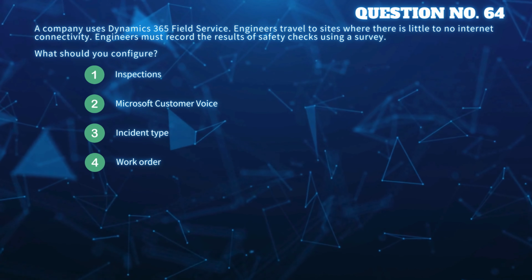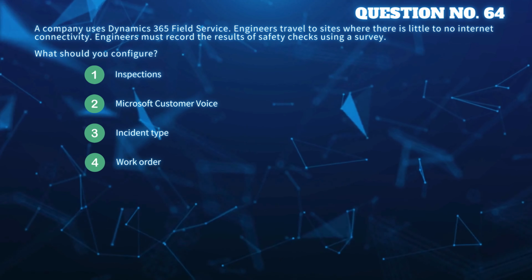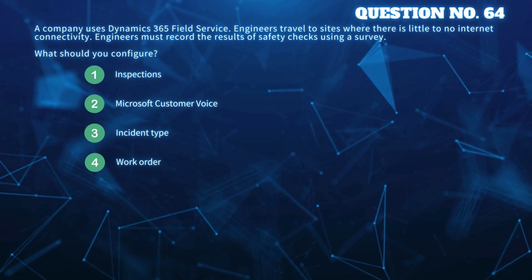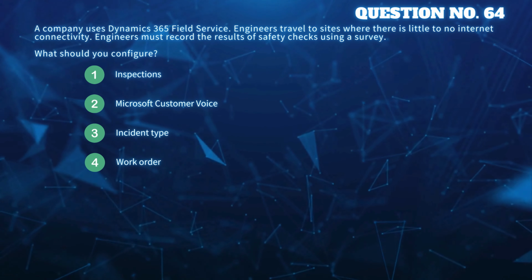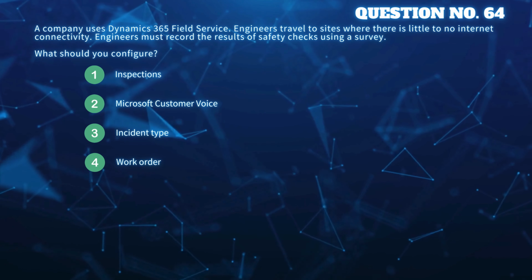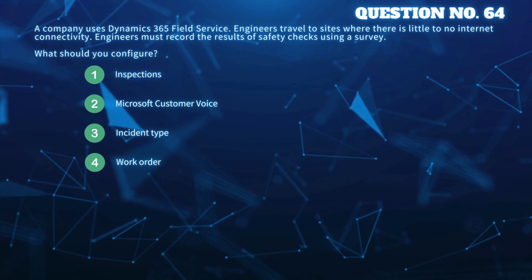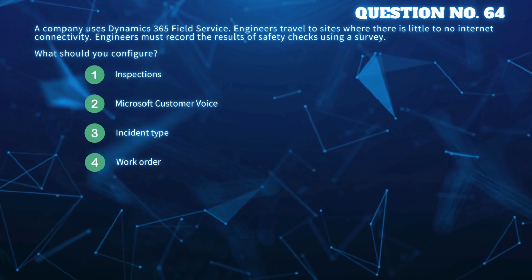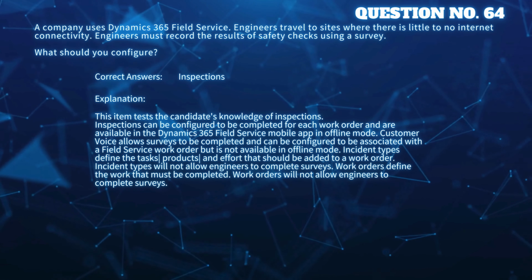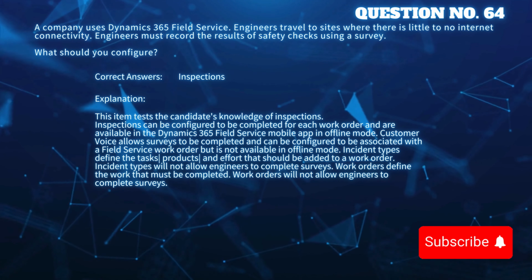A company uses Dynamics 365 Field Service. Engineers travel to sites where there is little to no internet connectivity. Engineers must record the results of safety checks using a survey. What should you configure? Option 1, Inspections. Option 2, Microsoft Customer Voice. Option 3, Incident Type. Option 4, Work Order. Correct answers: Inspections. Explanation: this item tests the candidate's knowledge of inspections.